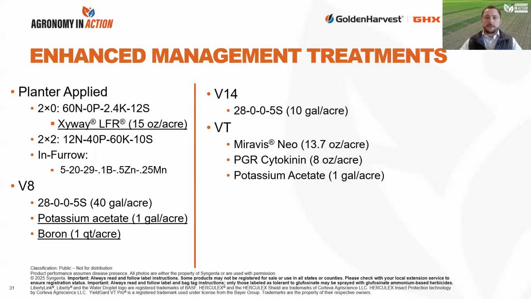Then at tassel time, we did Miravis Neo, 13.7 ounces. We did put in a plant growth regulator, a cytokinin, at 8 ounces per acre. And still, our tissue samples and our sap samples were saying we were low on potassium. So we threw in yet another gallon of potassium acetate. So 3 different shots of that along the way.